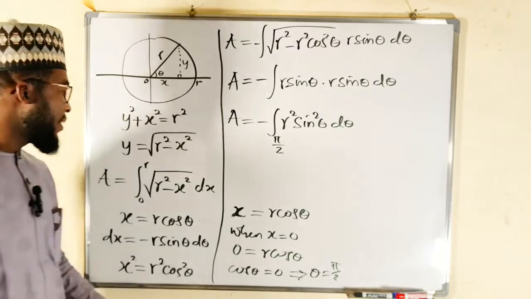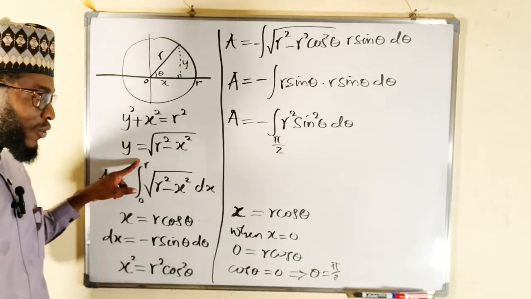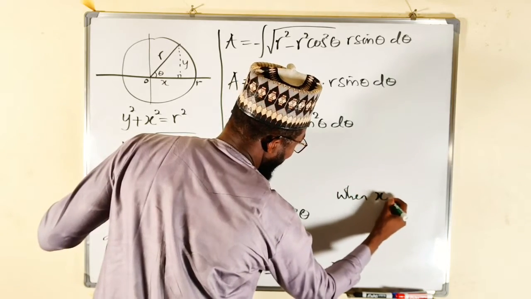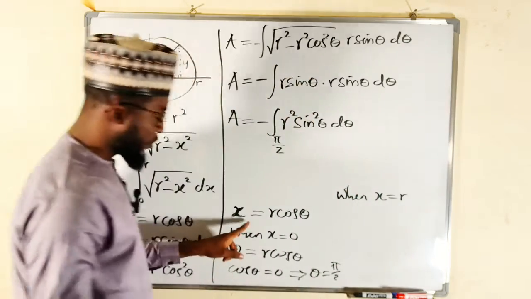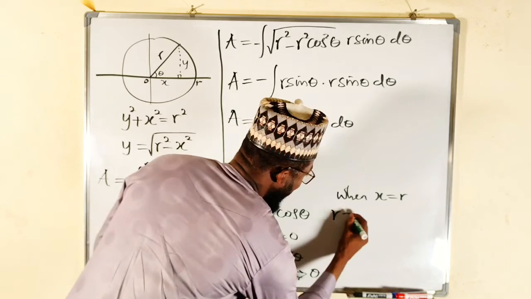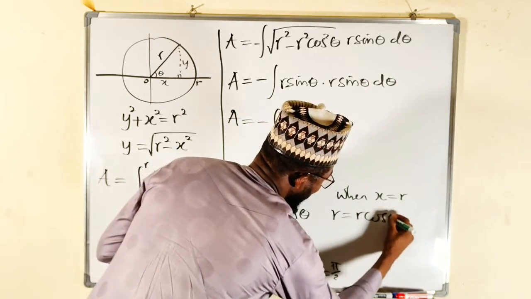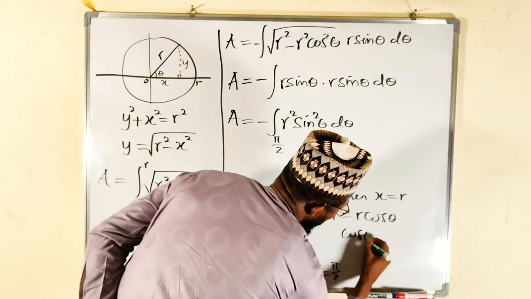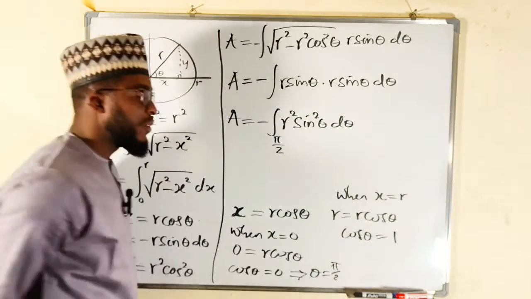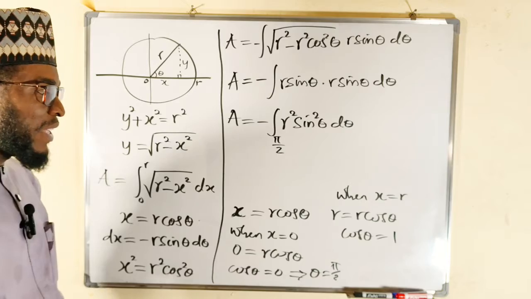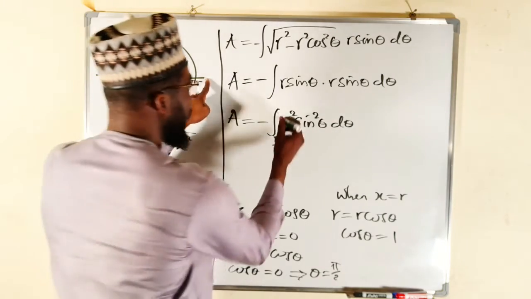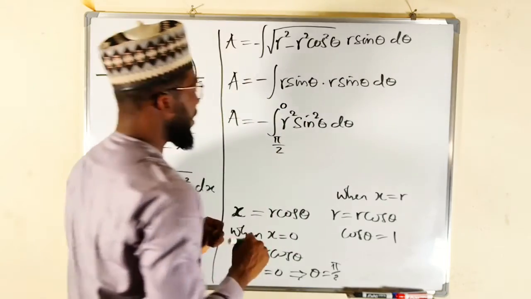And what about the upper limit? That is when we have x equal to r. So when x is equal to r, we substitute it. Here we have r equal to r cos theta. By dividing both sides by r, we have cos theta equals 1. So cosine of which angle is equal to 1? From the first quadrant, it is cosine of 0. So we have 0 right here.